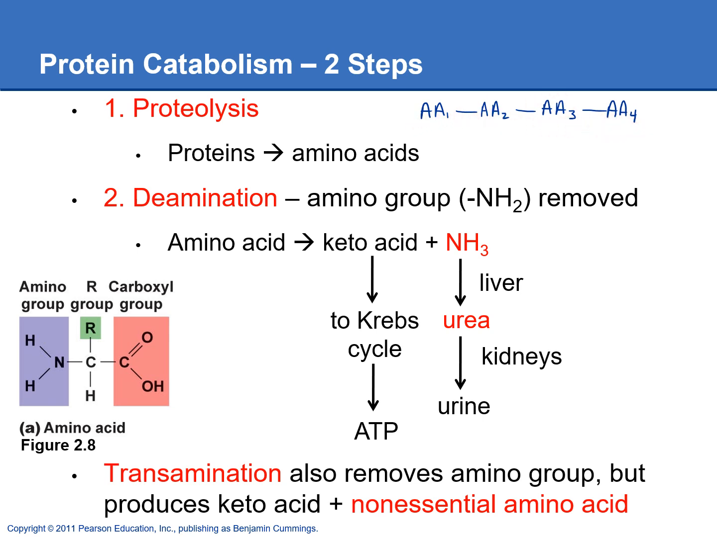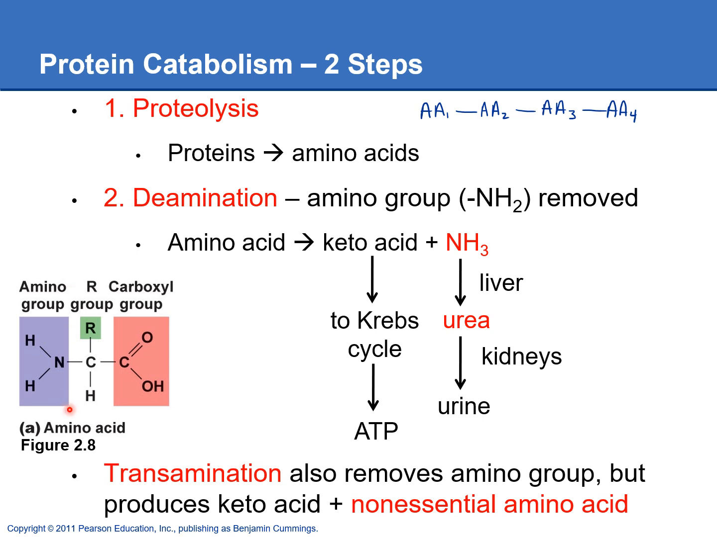That's proteolysis. And then the next step is deamination. Remember, D means to remove, and what we're going to be removing is the amino group from the amino acid. Here's a picture of an amino acid, and here's the amino group with that nitrogen there. That amino group we can't do anything with, so we're just going to chop it off and throw it away.